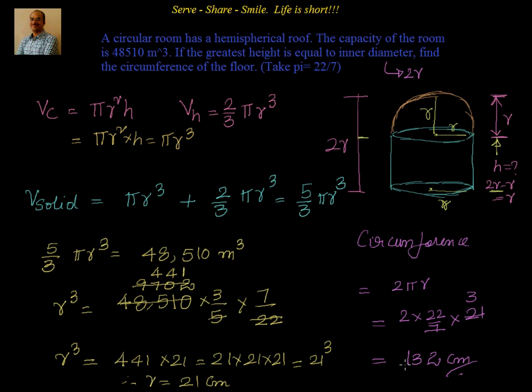So that's an interesting problem which I thought I would share with you. This is a problem from ICSE Goyal Publications 10th grade. A circular room has a hemispherical roof. The capacity of the room is 48,510 meter cube. If the greatest height is equal to inner diameter, find the circumference of the floor. In this type of problems, we have to understand the relation between radius and height. If you are able to understand that and get a condition for it, then it should be pretty easy to move forward and find the value of the radius and thus the circumference.